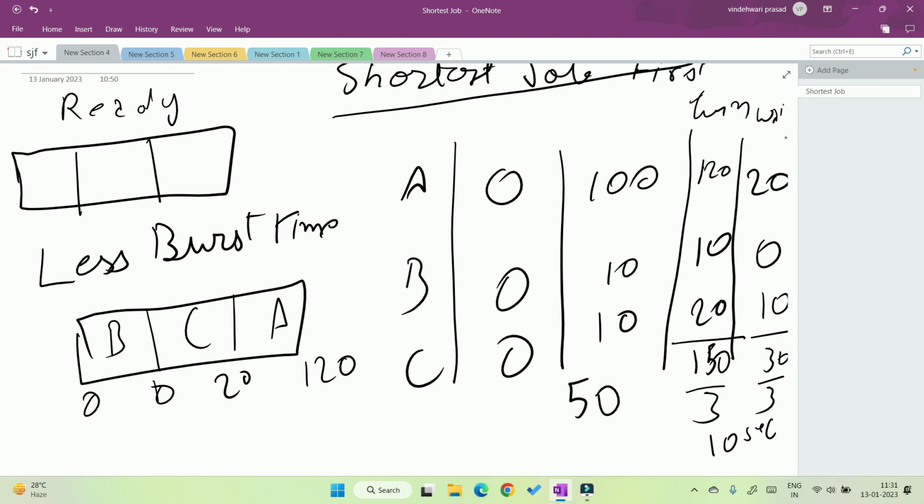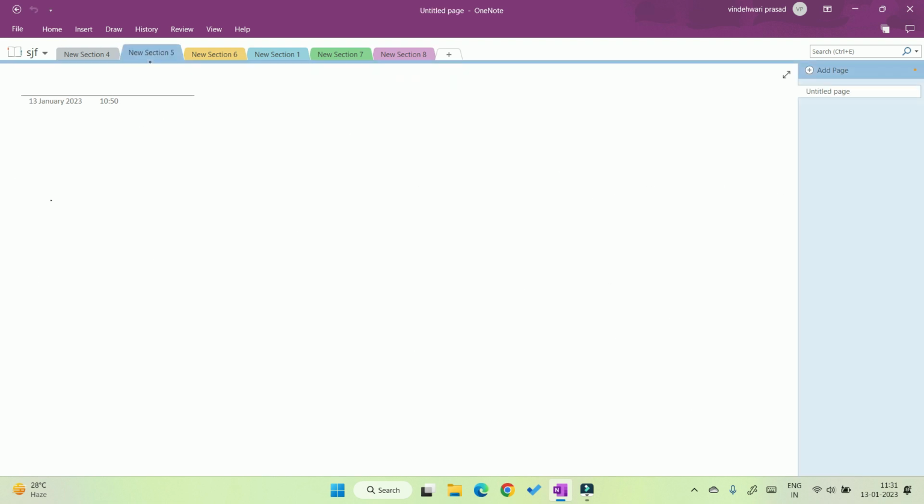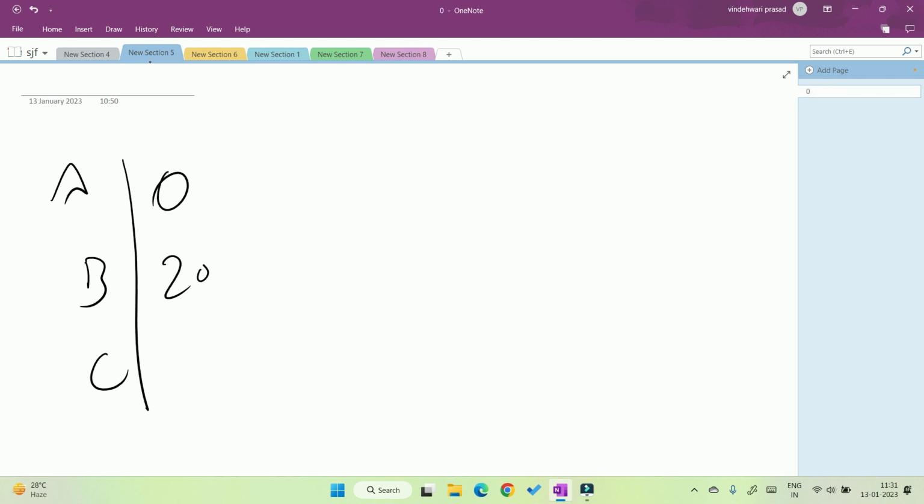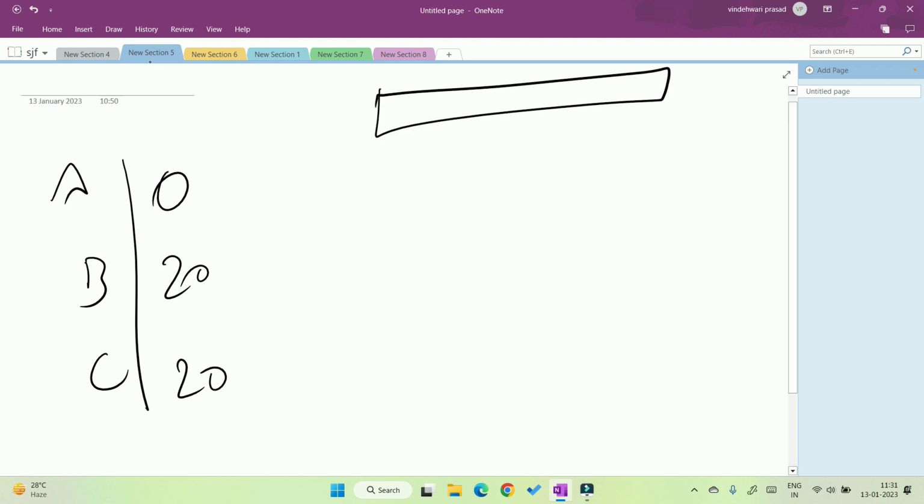But there is a very big problem in this algorithm. We will discuss it. Let's assume the same processes A, B, C, but now the arrival times of these processes are 0, 20, 20. So what will happen? Same algorithm. At 0, which one is the first process? A, because B and C are not there at the 0 time. It will take 100, then B 110, then C 120.